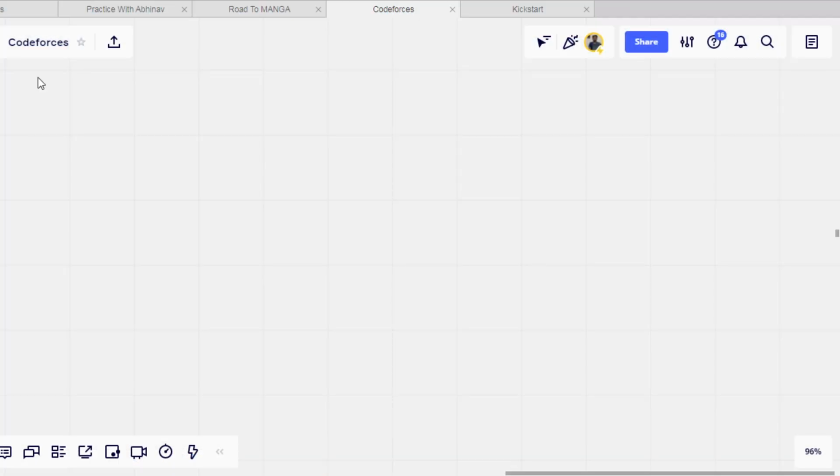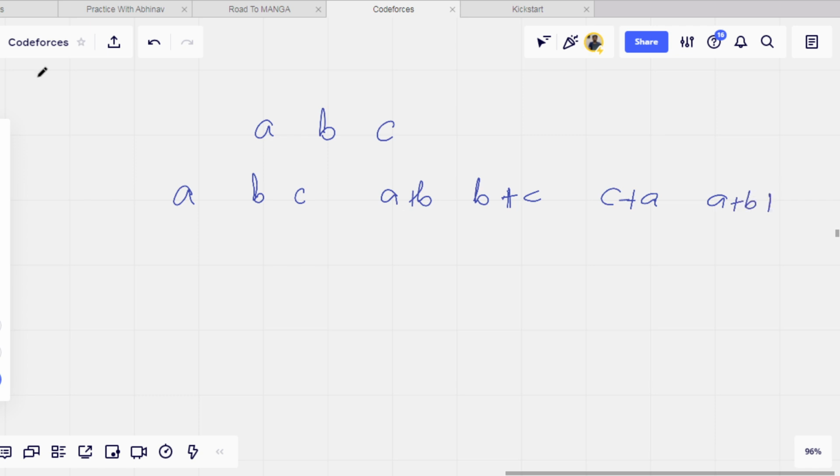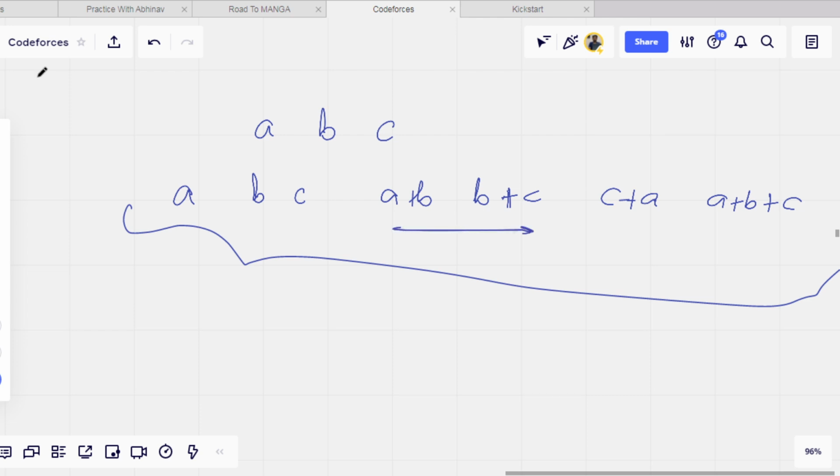Fine. So we have to analyze the thing. The thing is that whenever we are given numbers a, b and c, then we have a, b, c, then a plus b, then b plus c, then c plus a, then a plus b plus c. These are, you can say, the sums of the seven subsequences. Fine, so these are the subsequences.